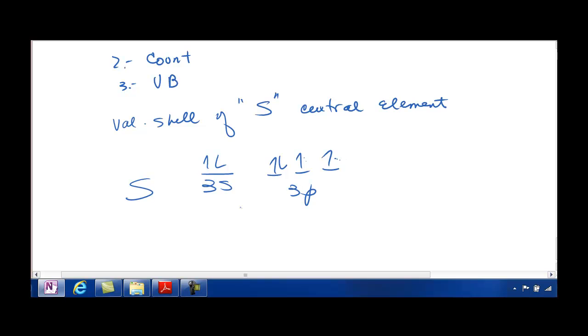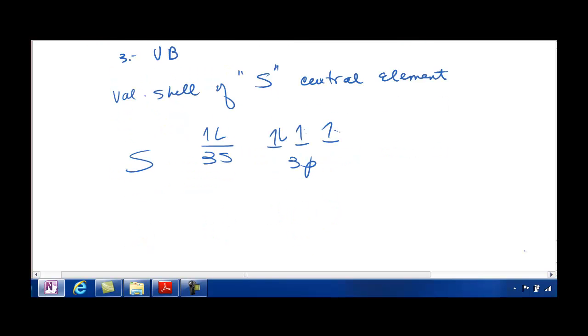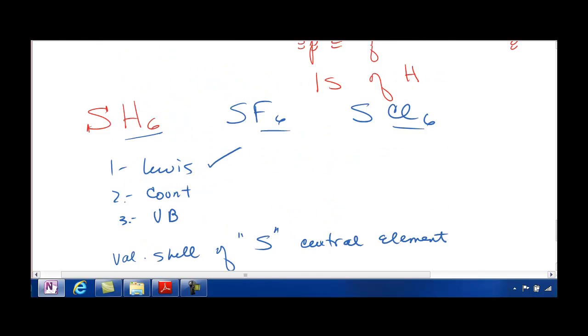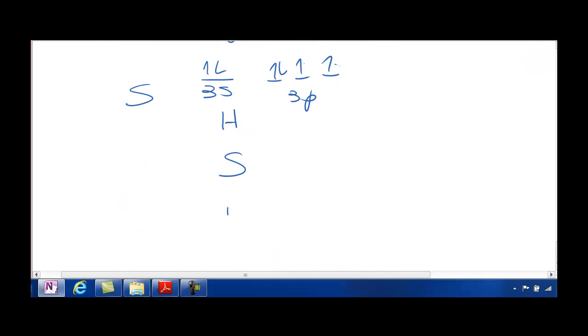I need to bond, and let's do Lewis first. I need to bond to 6 hydrogens. So let's do Lewis. Hydrogen and hydrogen and hydrogen and hydrogen and hydrogen and hydrogen. And whether it's hydrogen or fluorine or chlorine, they share what? 1. And sulfur has 6, 1 for each. 1, 2, 3, 4, 5, 6.